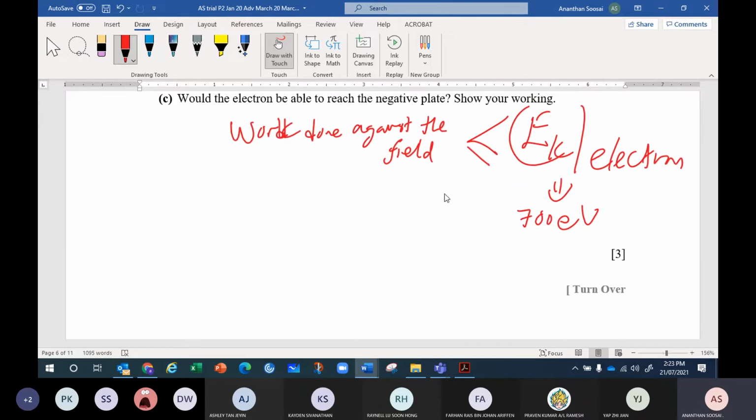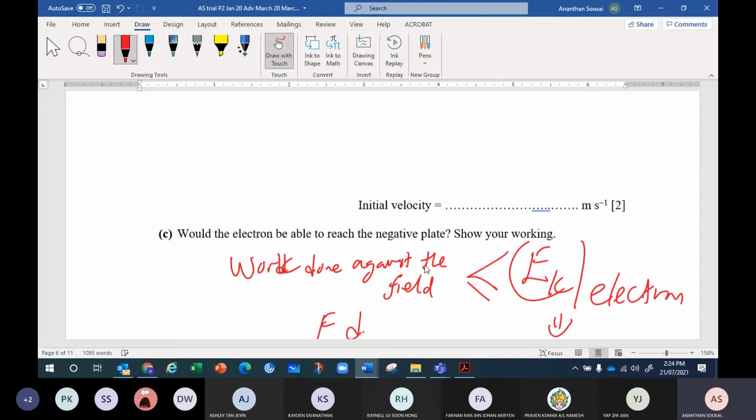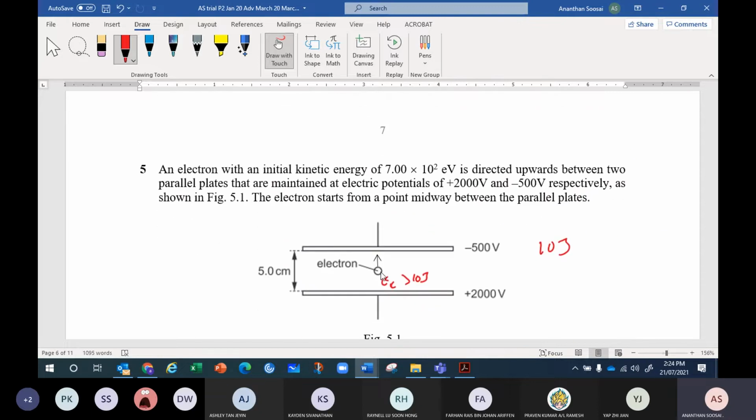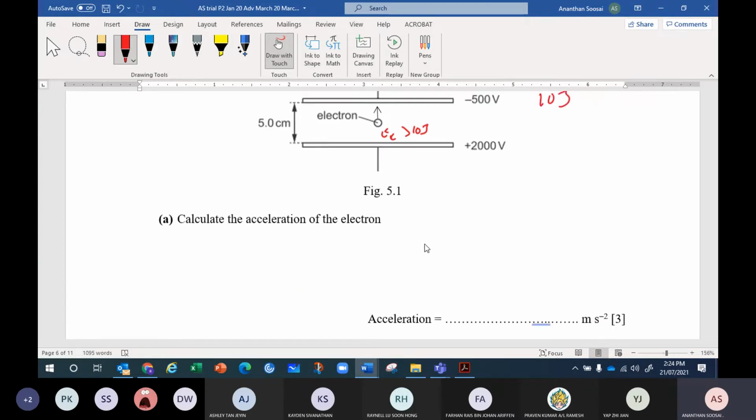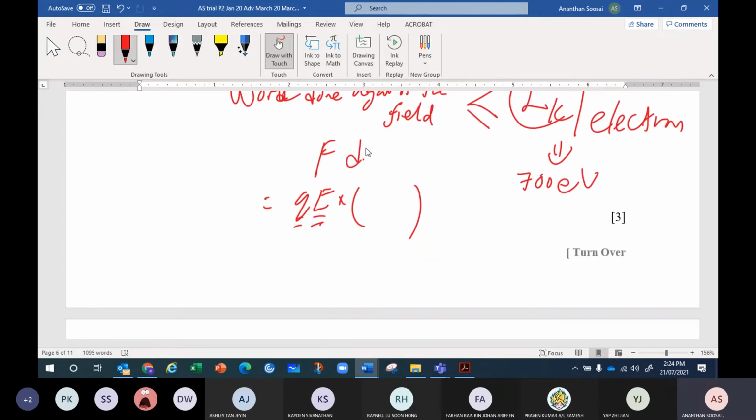FD, right? Work done is force times distance travelled. Force on the electron: how do you find it? Q times E, the charge of the electron times the electric field strength, times D. What distance does it travel from the center upward? Half of 5 centimeters, so the distance is 2.5 cm. So D is 2.5 times 10 to the power of negative 2 in meters.